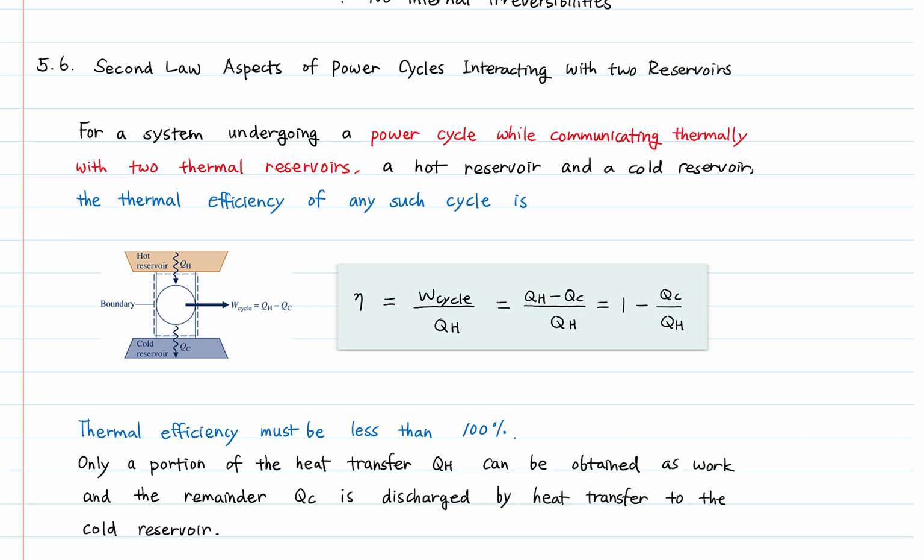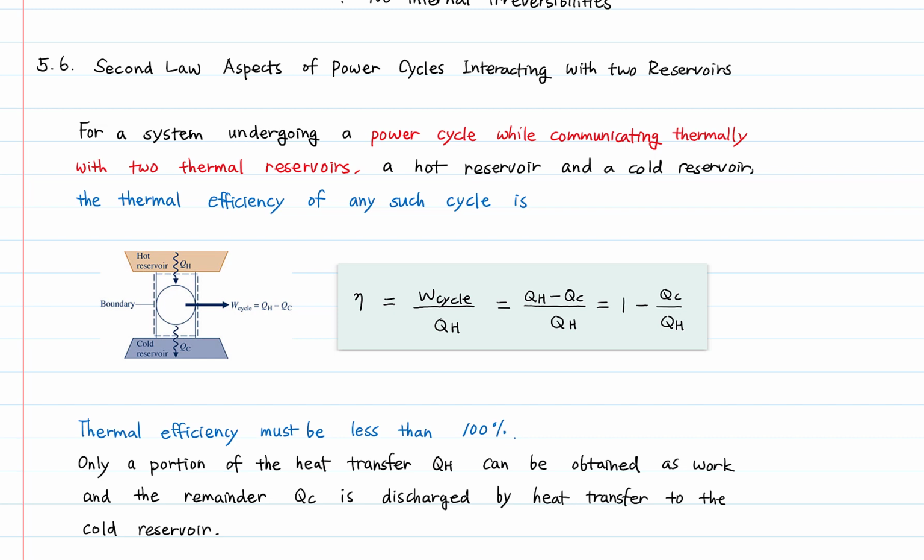A power cycle is a device to produce work continuously. It receives heat from a high temperature reservoir and converts part of the thermal energy to work, and it rejects the remaining thermal energy to a low temperature reservoir, such as the atmosphere or a lake.